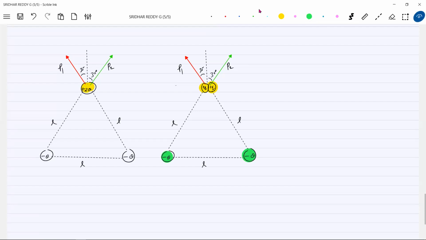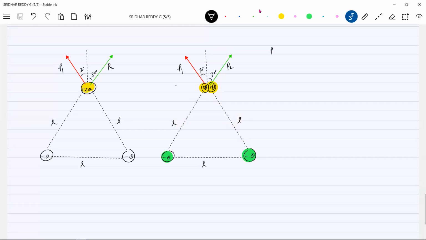So here plus Q and this minus Q will make one pair. Try to see this. This plus Q and minus Q will make one pair. This plus Q and minus Q will make one pair. And whatever the charge of both, it is the same. And the separation is L.